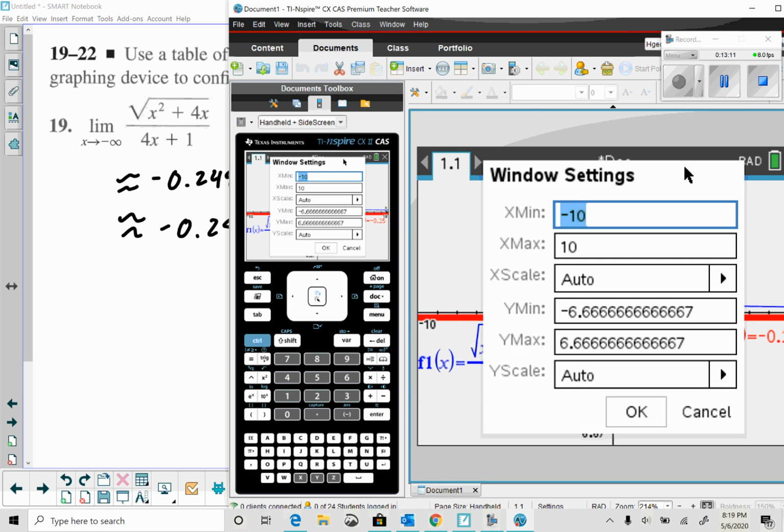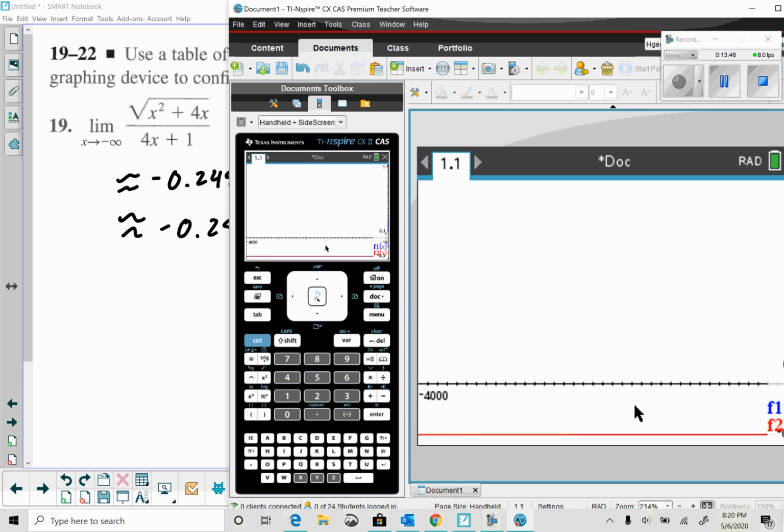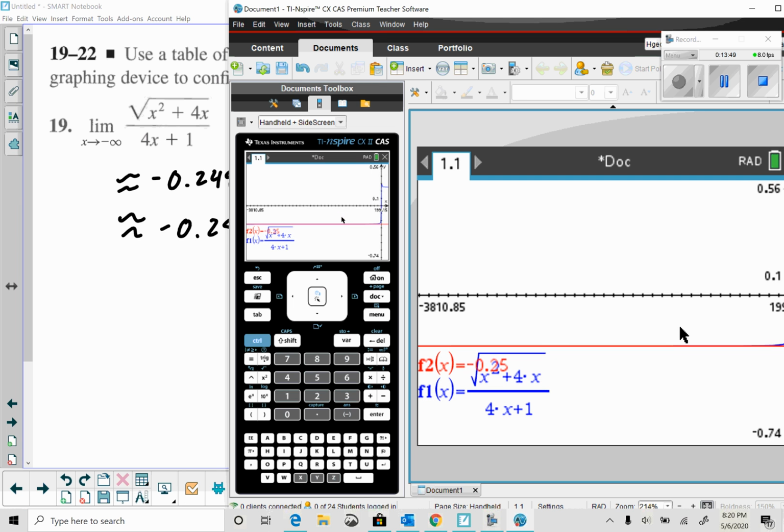I don't want to go from negative 10 to positive 10. I want to go out to, say, negative, where was I before? 4,000? And for the y min, I'm guessing it's converging towards negative 1/4. So I'm going to say negative 0.3 as my minimum, and I'm going to say 1 as the maximum. And take a look at that.